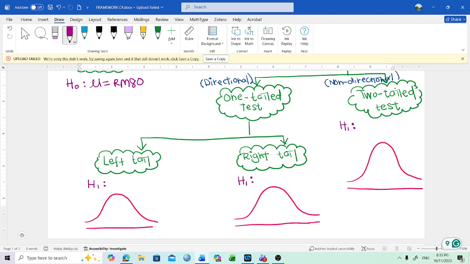For example, mu less than 80 ringgit. For the right tail, we usually use the greater than symbol. For example, mu greater than 80 ringgit. Meanwhile, for the two-tailed test, we use the unequal symbol. For example, mu unequal to 80 ringgit. For this one, you can refer to page 8 and page 9 on the slide on how to identify the correct symbol.